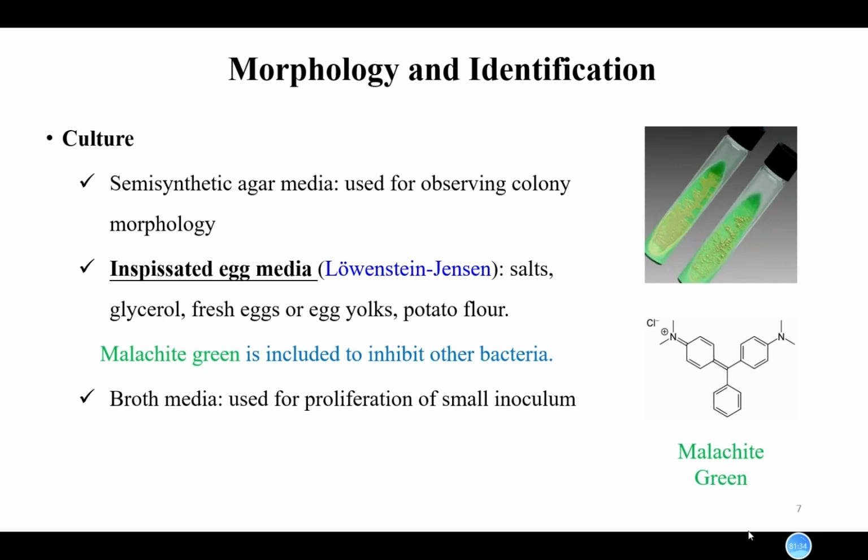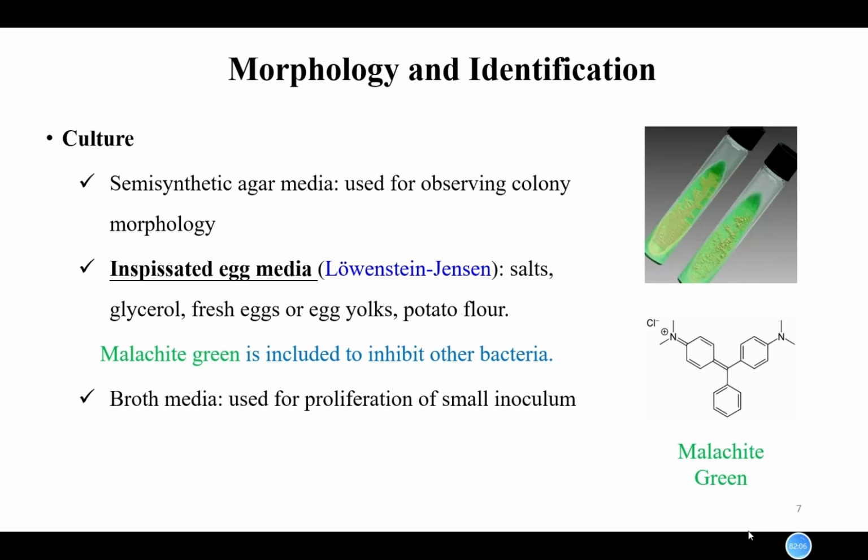Then I add in a special dye called malachite green. This is a chemical, malachite green dye, into the medium. This is a dye which can inhibit other bacteria, but it cannot inhibit Mycobacterium tuberculosis. Mix it well, then we put the medium into the glass tube like this. It's still liquid.